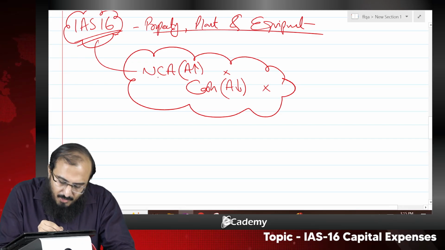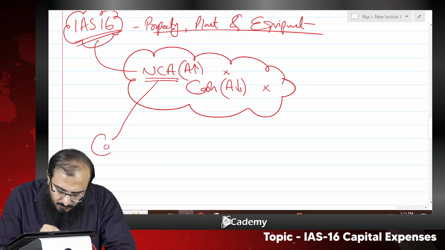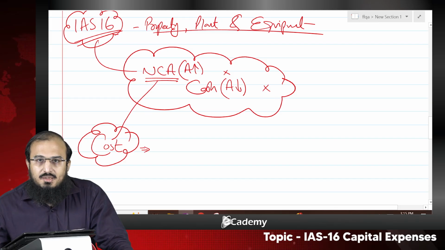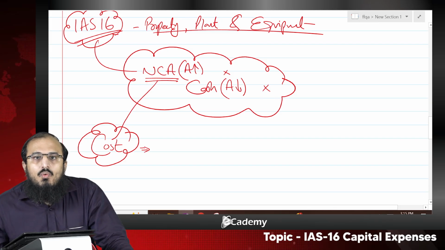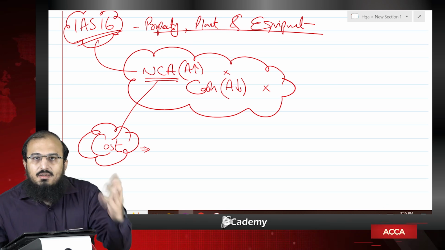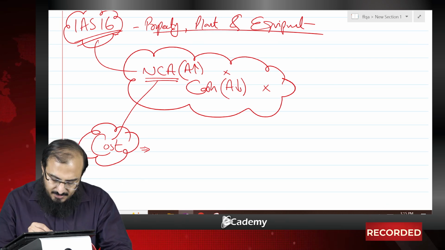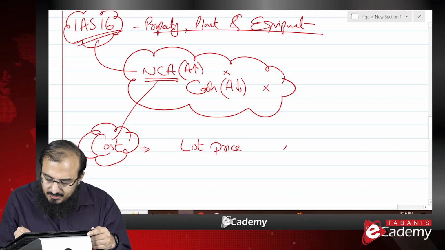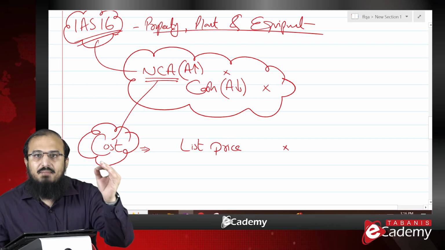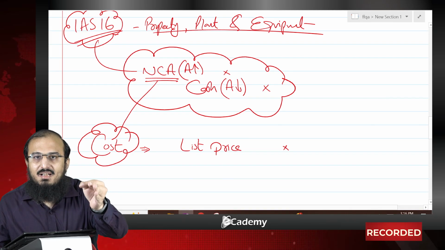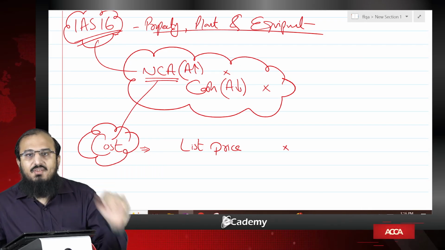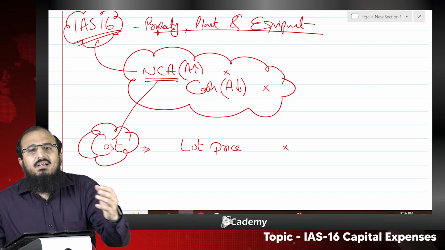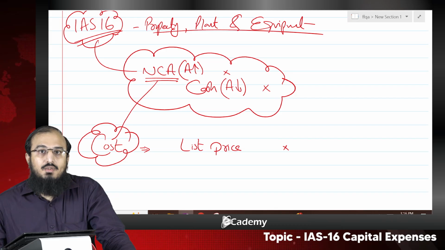The question, the problem is, the asset is debited at what value? IAS 16 is suggesting the asset must be debited at cost. So we are asking, hey IAS 16, what do you mean by cost? IAS 16 is telling us that cost means you take the list price. List price means whenever we are going to buy any asset, there is a list price, the real price the supplier is offering. For example, you are going to buy a machine and the supplier is saying $100,000.